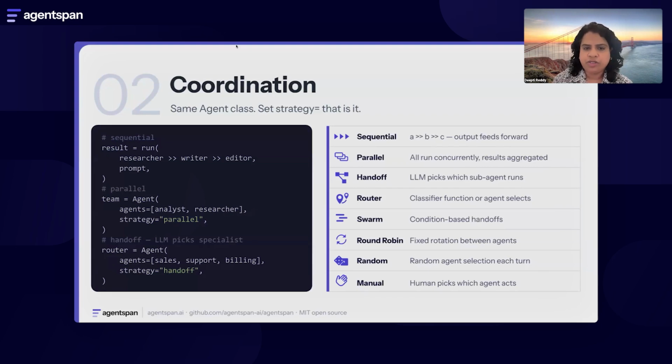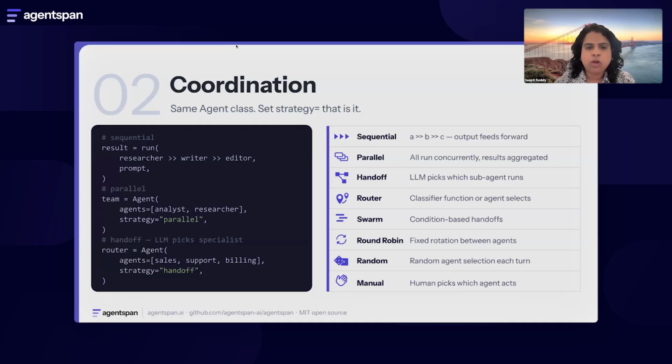Sequential means that one agent feeds the other. The output of a researcher agent becomes the input of a writer agent, for instance. The whole pipeline is one durable execution. If it crashes halfway through, it resumes from the exact step that failed. You're not rerunning expensive work just because of an infrastructure hiccup.